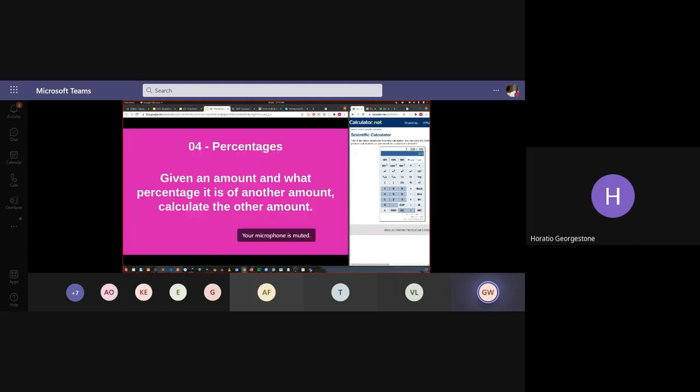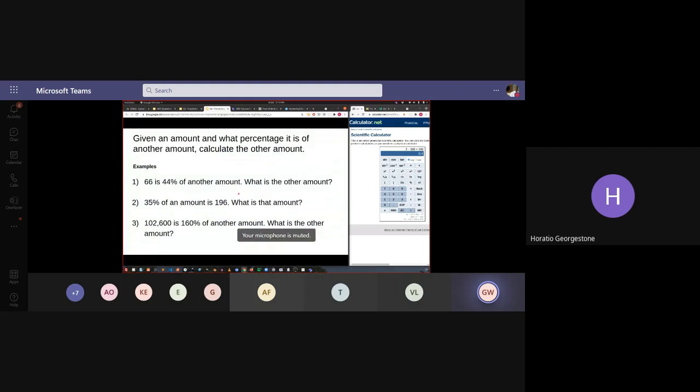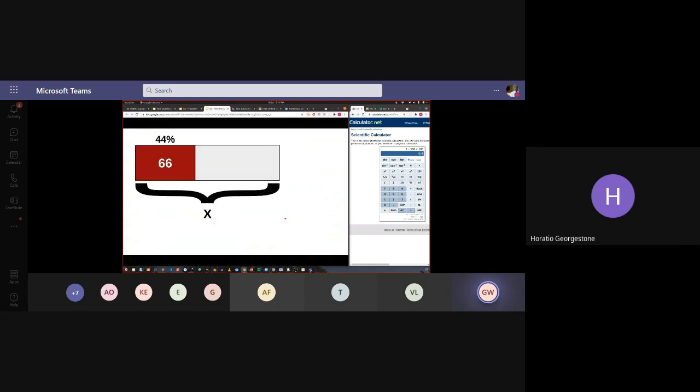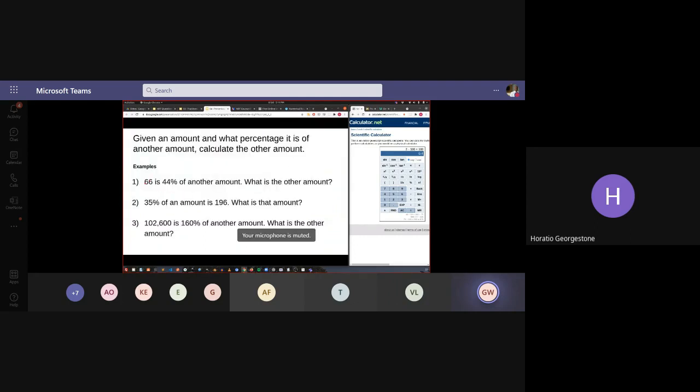Okay, so given an amount and what percentage it is of another amount, calculate the other amount. So this is just like what we did with fractions, but using percentages. So 66 is 44% of another amount. What is the other amount? So this is the total amount. I should have put the question on here so we could see it at the same time. But 66 is 44% of the total amount.